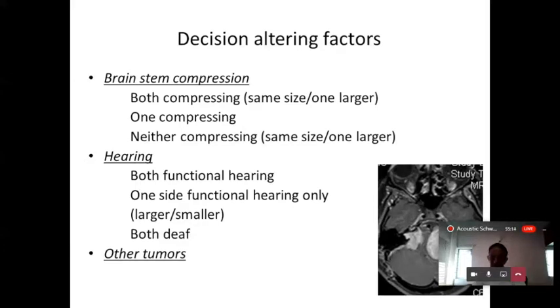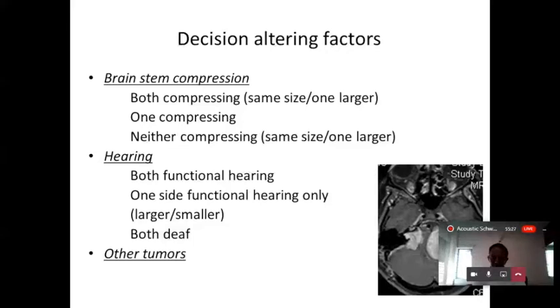The second major factor to be taken into consideration is the hearing function. So you could have both ears having functional hearing, or only one side having functional hearing with either a larger tumor or a smaller tumor, or both ears being completely deaf. Finally, of course, you could have other tumors such as meningiomas and other schwannomas also present.